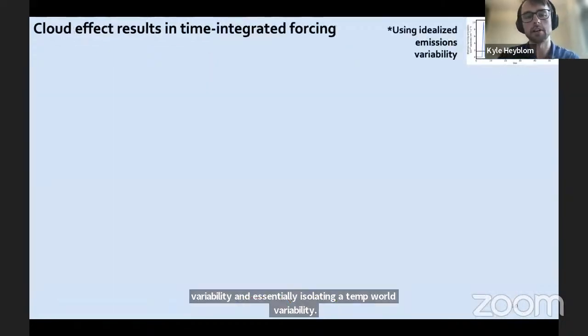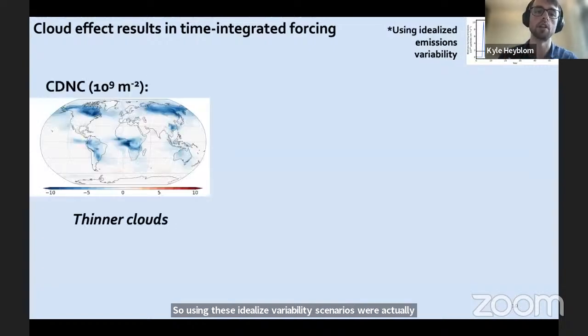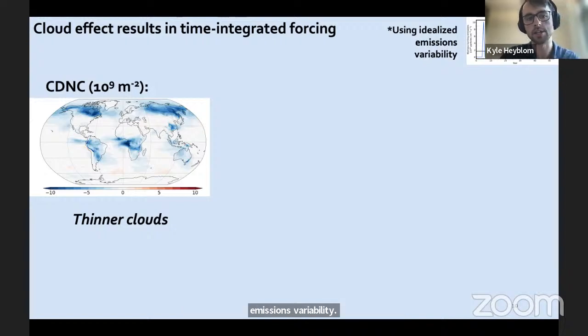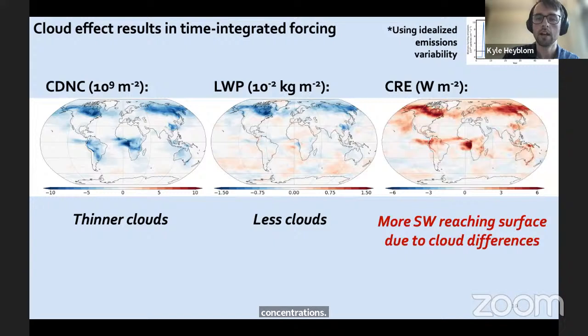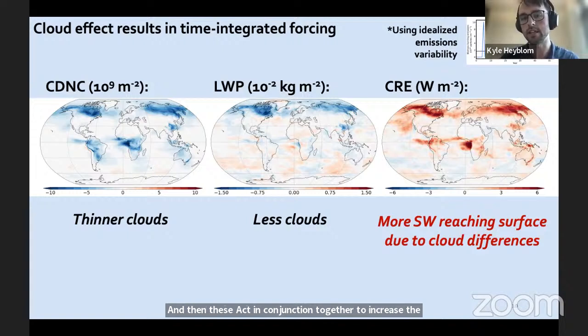So using these idealized variability scenarios, we're actually able to reproduce a lot of the same qualitative features that we saw in the fully coupled runs and within the CMIP6 forced emissions variability. So firstly, we see that cloud thinning effect shown here in reductions in the cloud droplet concentrations, as well as a reduction in clouds indicated here through the liquid water path. And then these act in conjunction together to increase the cloud radiative effect. So we see that these differences in clouds are really driving these increases in shortwave radiation that is able to reach the surface.